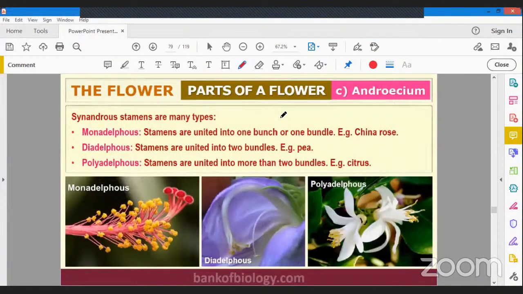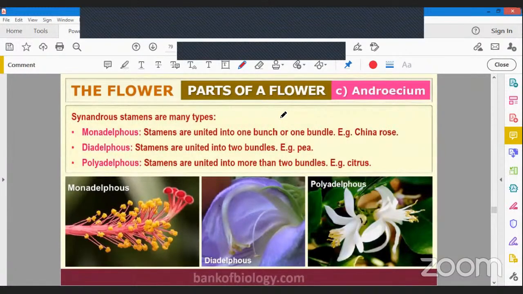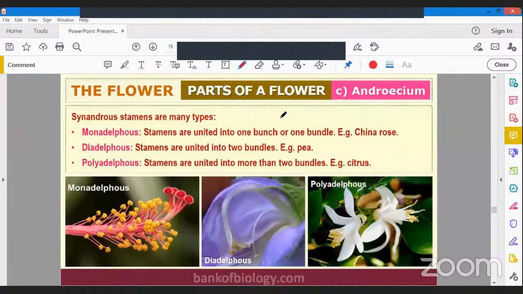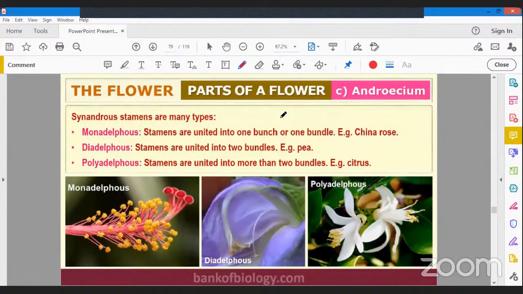Synandrous stamens, that is fused stamens, can be of different types based on how many bundles are formed. If they are united to form one bundle or one bunch, then it is called monoadelphous. If stamens are united to form two bundles, then it is called diadelphous. Example in the case of pea. If the stamens are united to form more than two bundles, example in the case of citrus, then it is called polyadelphous. Examples are very important, students. So take it down.